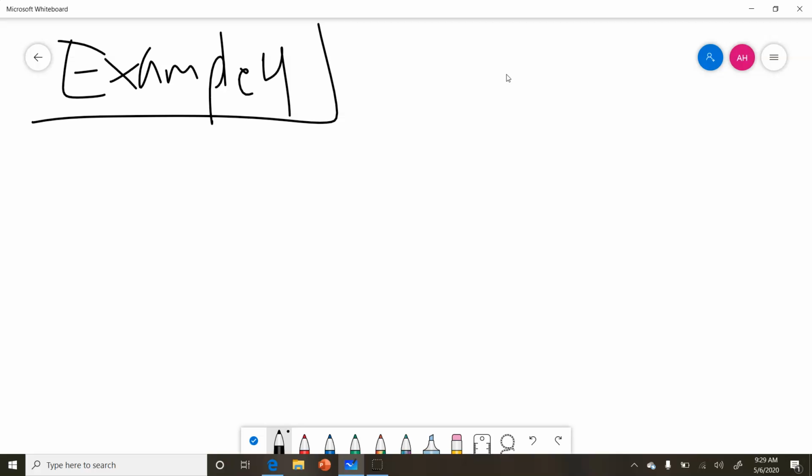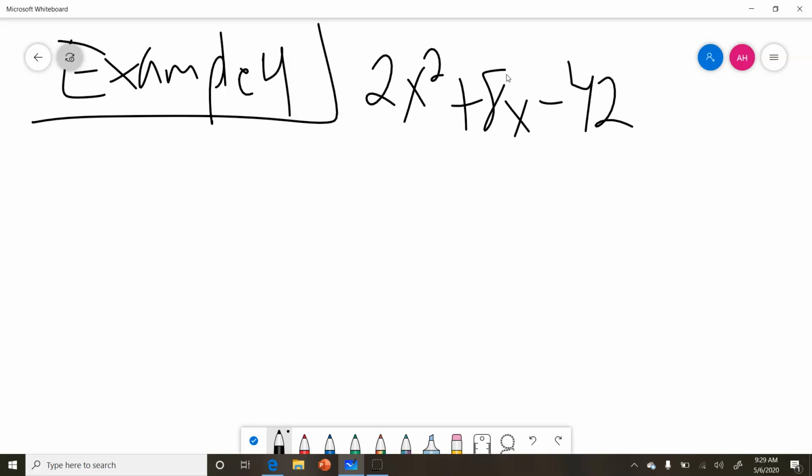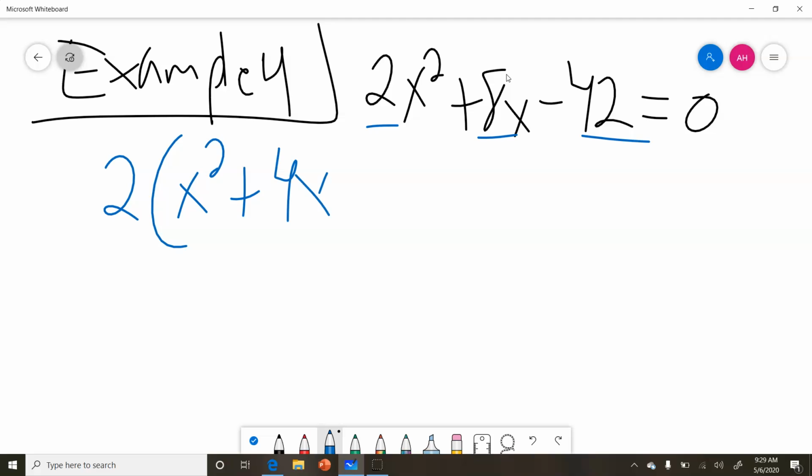Example 4. Okay, so I hope this is making sense. It's basically using all the stuff that we've learned recently. So we have 2x squared plus 8x minus 42 equals 0. So what do they all have in common? Well, they're all even numbers. So I divide by 2. And I'm left with x squared plus 4x minus 21 equals 0.